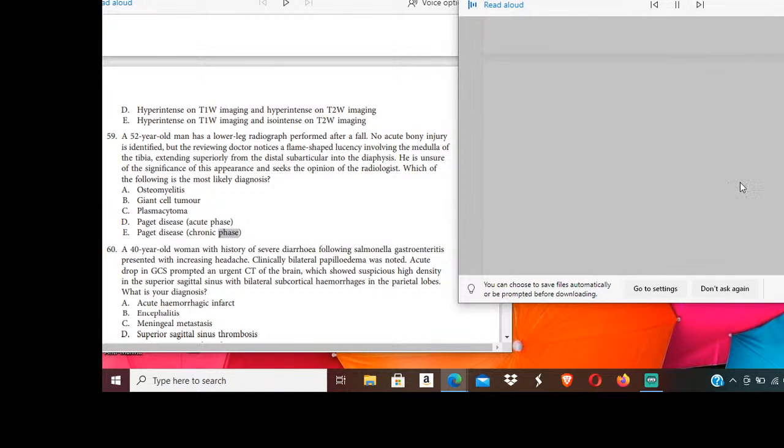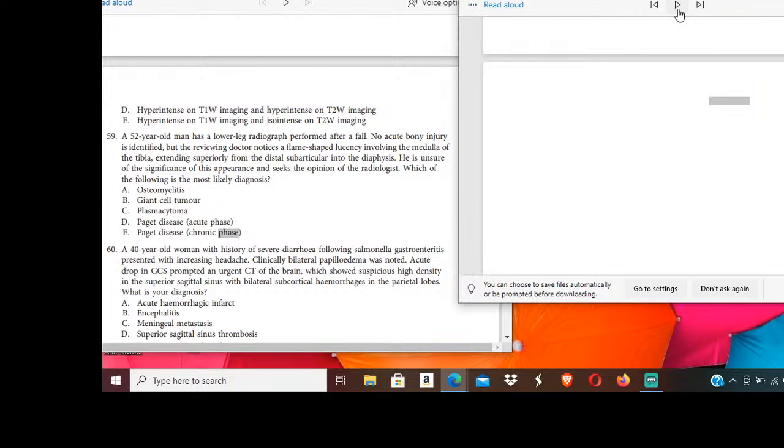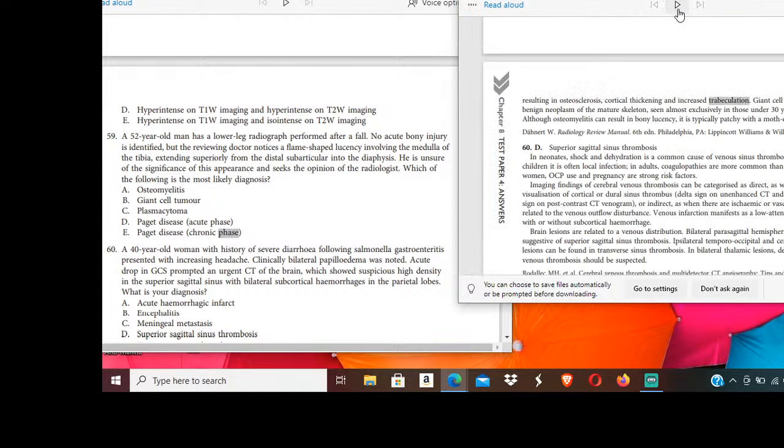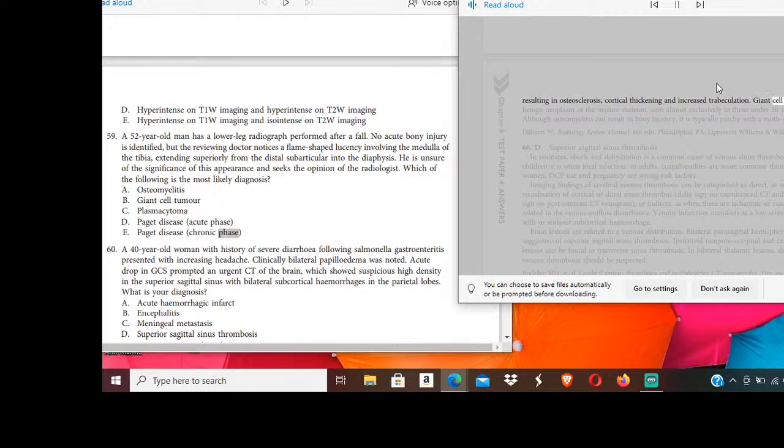resulting in osteosclerosis, cortical thickening, and increased trabeculation. Giant cell tumor is a benign neoplasm of the mature skeleton, seen almost exclusively in those under 30 years of age. Although osteomyelitis can result in bony lucency, it is typically patchy with a moth-eaten texture. Dähnert W. Radiology Review Manual.